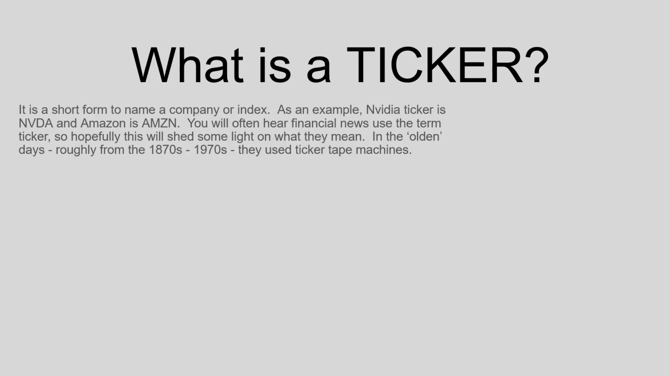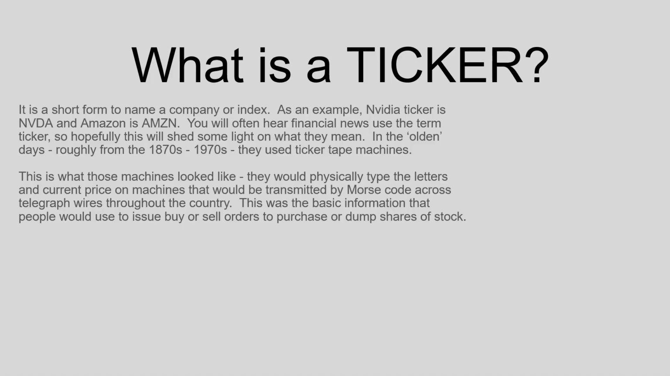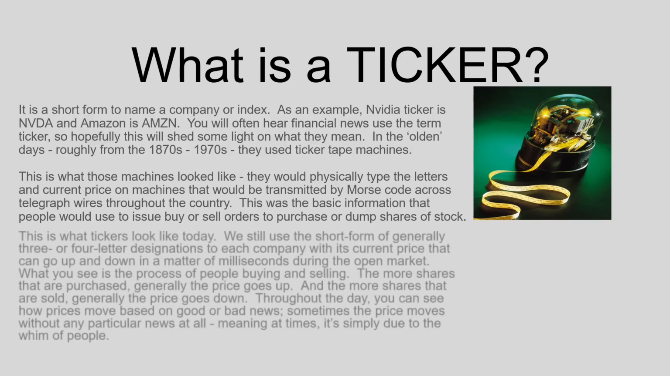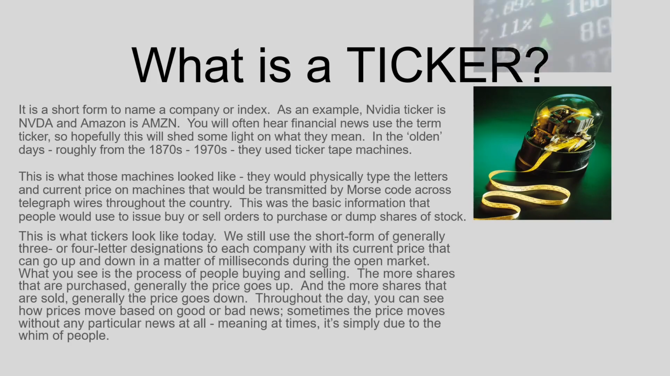In the olden days, as I'm calling them, roughly from the 1870s to the 1970s, they used ticker tape machines. And this is what those machines look like. They would physically type the letters, kind of like a typewriter basically, and the current price would be printed out, all transmitted by Morse code across telegraph wires throughout the country. This is the basic information that people would use to buy or sell orders to purchase or dump shares of stock.